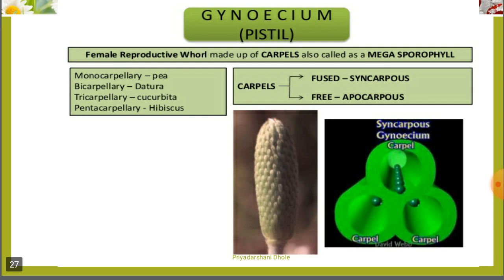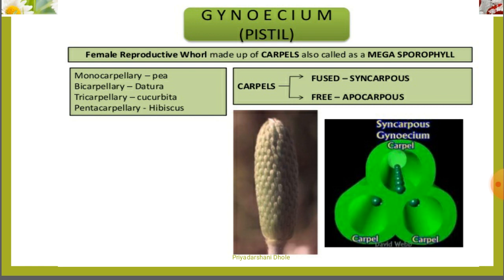The next one is the female part, which is called the gynoecium, also called the pistil. This is the female reproductive part, made of carpels, also called megasporophylls. It is again classified as monocarpellary, a single carpel, example is pea. Bicarpellary means two carpels, as in Datura. Tricarpellary is Cucurbita, tri meaning three, and pentacarpellary means five carpels, as in hibiscus.